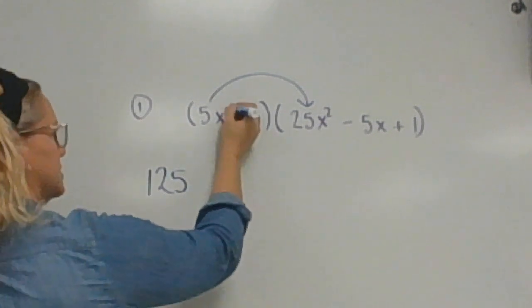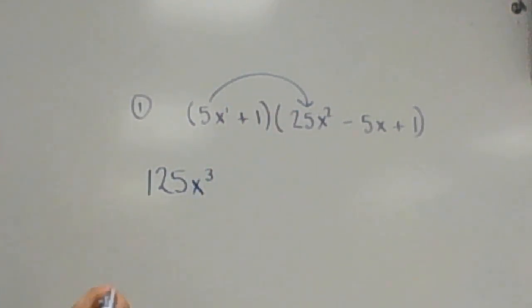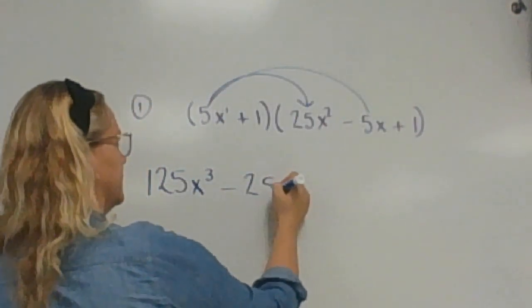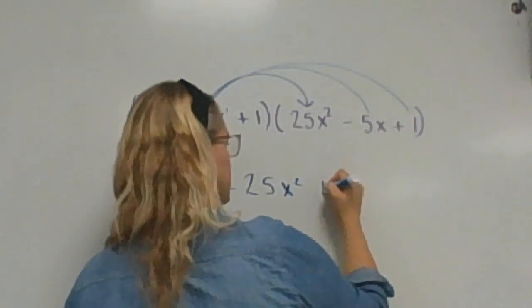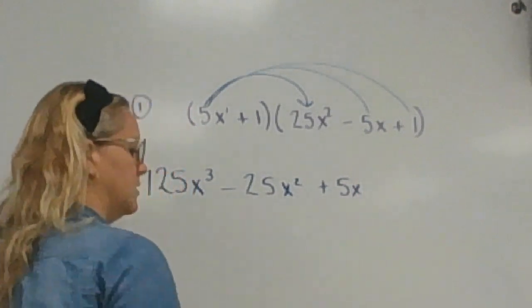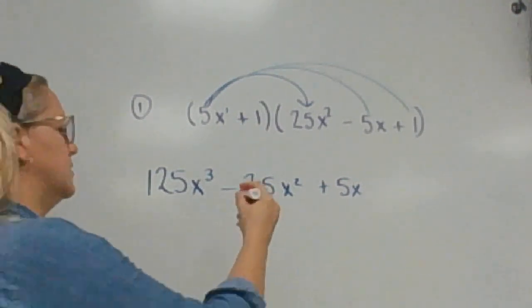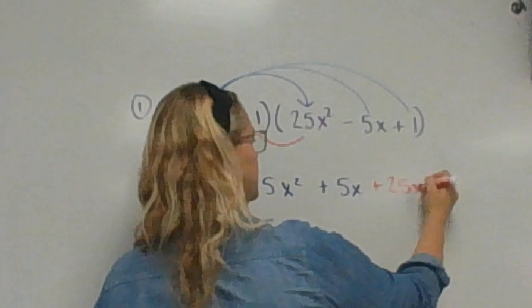And this is x to the first times x squared, so that'll become x to the third. I distribute. And then 5 times 5, 25, x squared. And then 5 times 1. That's the first round. Now I will multiply 1 through. That won't be bad. Everything will just stay the same.